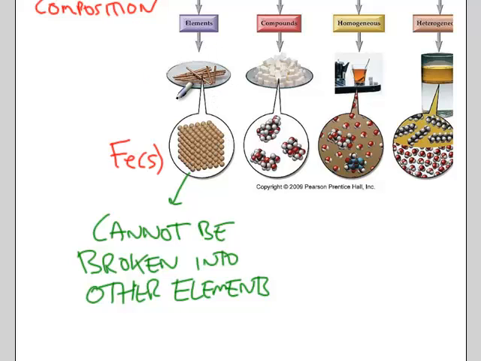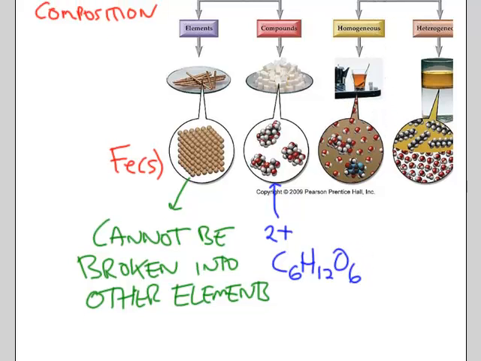So what they're trying to show is a macroscopic picture of a sample, a nail that's pure iron. Next to that you have a compound. Compounds are easy to tell from the microscopic picture because you have two or more atoms, two different color atoms chemically connected. This is a sample of sugar, which is a compound made up of carbon, hydrogen, and oxygen.